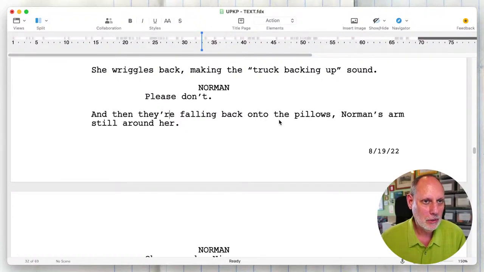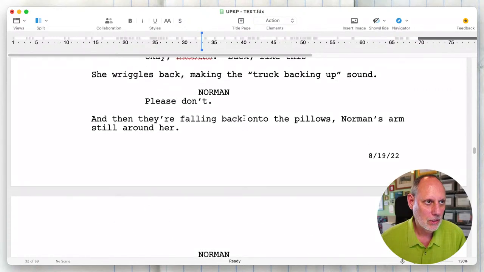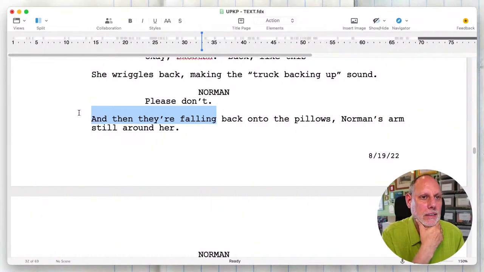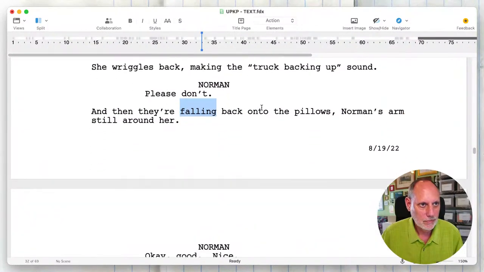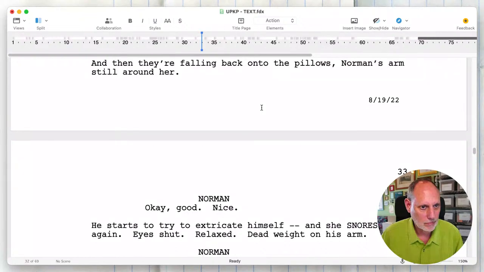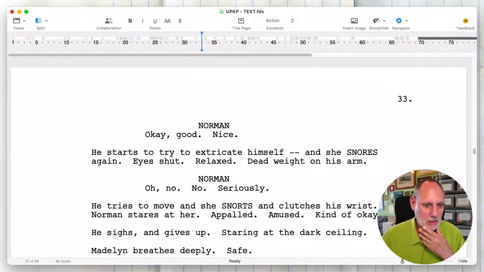Okay, and then they're falling back onto the pillows, Norman. Leaning her back, tipping back. Yeah, not bad.